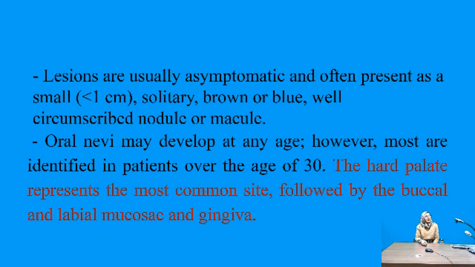Lesions are usually asymptomatic and often present as a small, less than 1 centimeter, solitary, brown or blue, well circumscribed nodule or macule. Oral nevi may develop at any age. However, most are identified in patients over the age of 30. The hard palate represents the most common site, followed by the buccal and labial mucosa and gingiva.